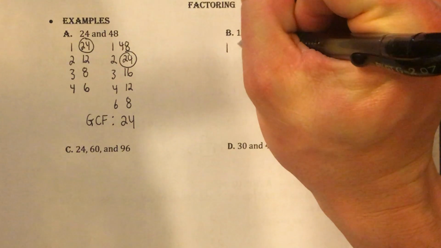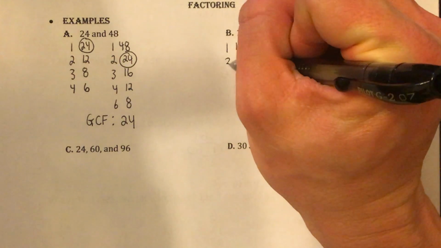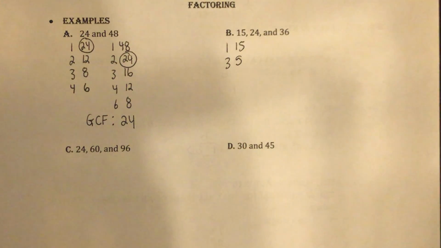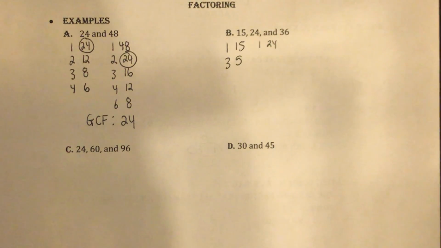We've got 1 and 15. Does 2 go in? No, it doesn't. Does 3 go in? Yes, it does. 3 times 5 equals 15. Does 4 go in? No, it doesn't. And 5 is already on my list. So that is a complete factor pair list. Now I'm going to do 24. So 1 and 24. Does 2 go in?